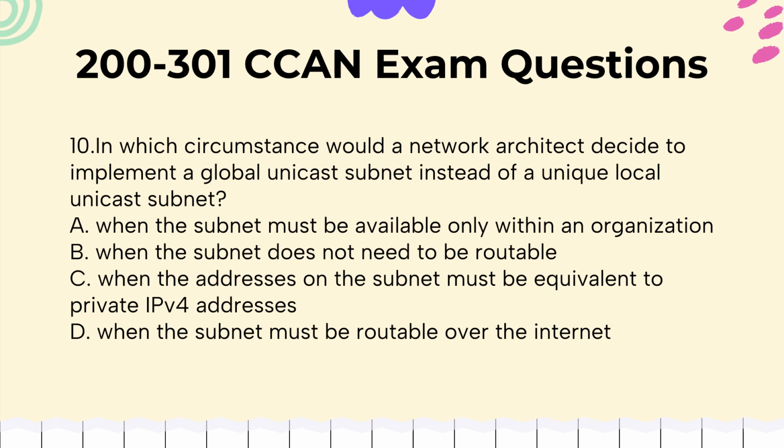Unique local unicast subnets, on the other hand, are designed for local communication within an organization and are not intended to be routable over the Internet. They use addresses from the FC00::/7 block, and are similar to private IPv4 addresses in that they are not globally unique and should not be routed outside of the local network. Therefore, if the subnet needs to be routable over the Internet, a network architect would choose to implement a global unicast subnet.